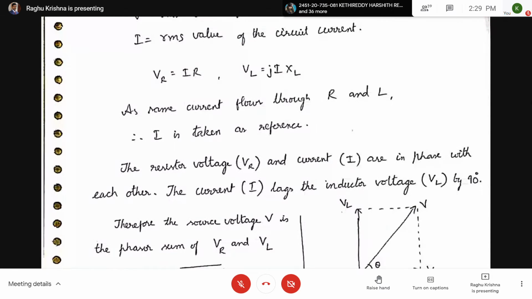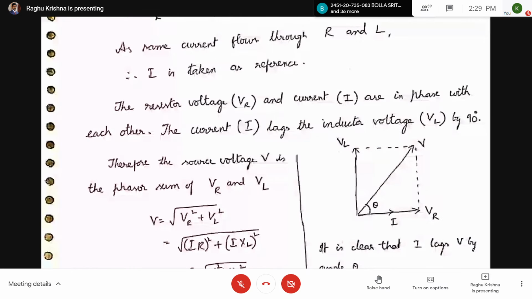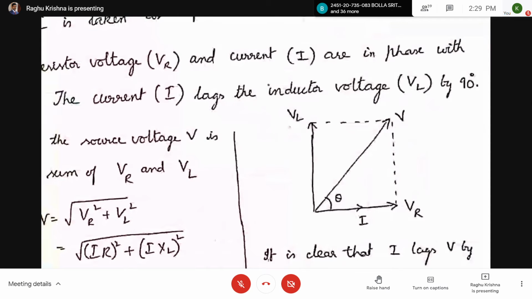So here the phasor diagram is drawn. Coming to VR, VR will be in phase with I. The voltage across the resistance and the current flowing through the resistance both will be in phase. Already we have seen the circuit containing only a resistor. So here VR and I will be in phase.